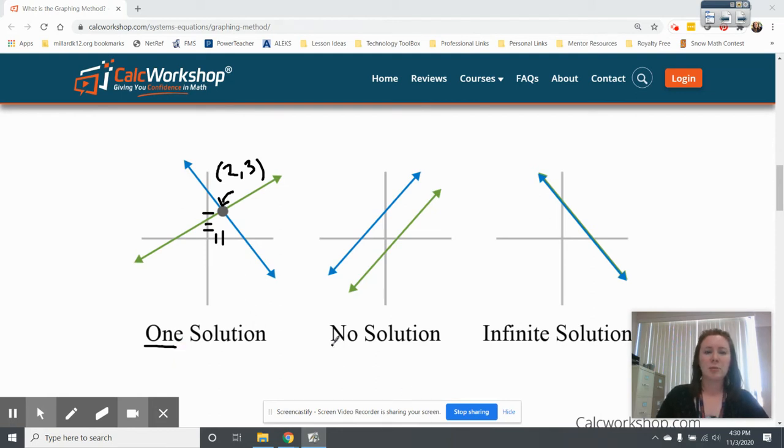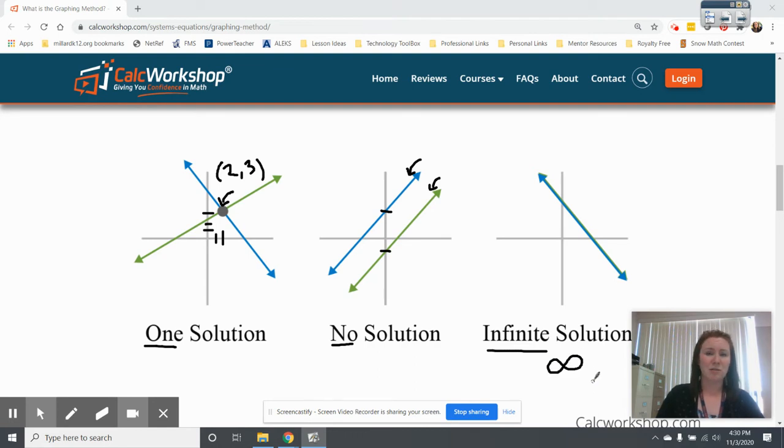Right here is an example of no solution, where we graph both of the lines, but they never intersect. That means they have the same slope, but they have different y values. So they're always going to be parallel, never crossing each other, which means if they never cross, then there's never a point that they intersect. So there's no solution. And then there's a third type of solution, which is called infinitely many solutions.